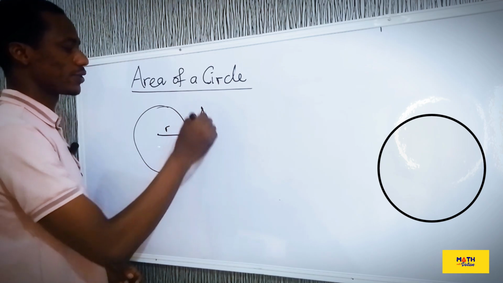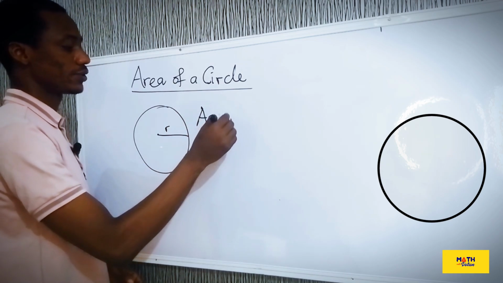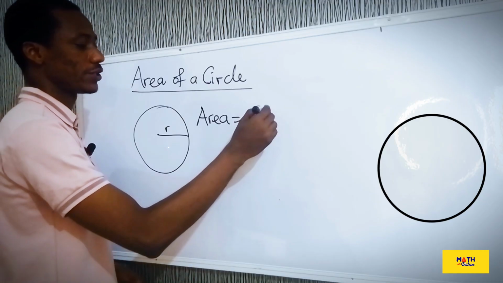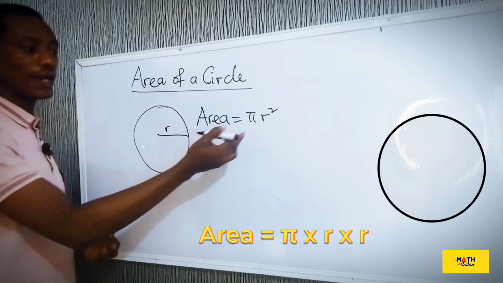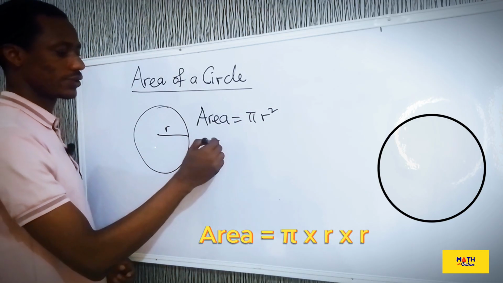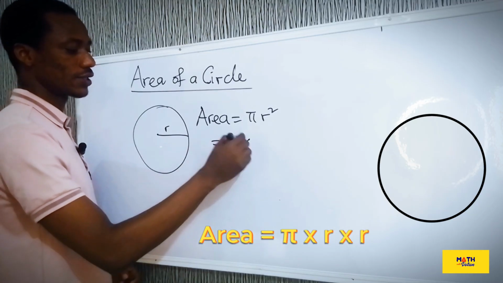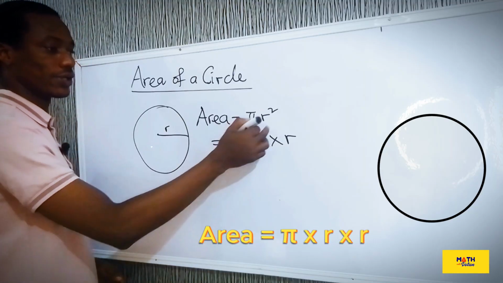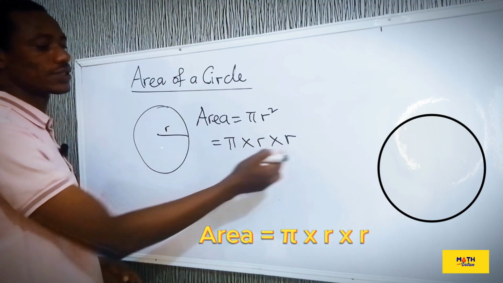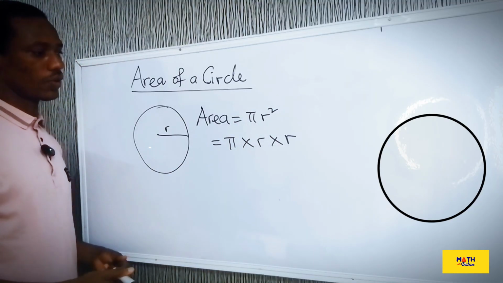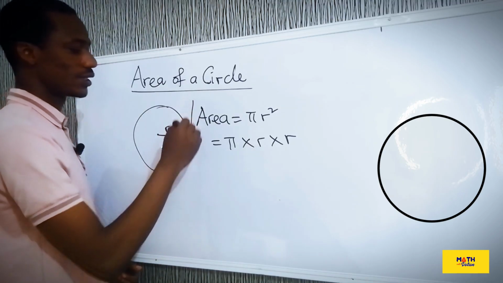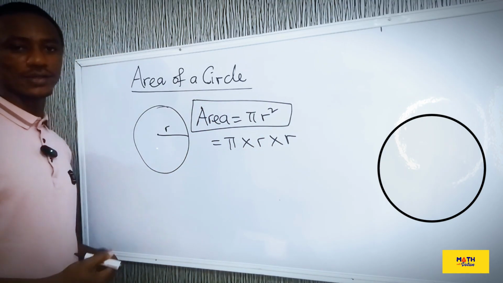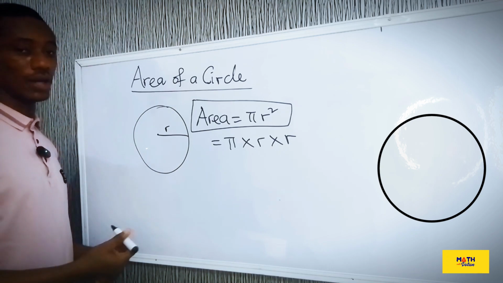So the area of the circle is given by the formula pi times radius squared. Remember, radius squared is radius times radius. All right, so that's the formula for calculating the area of a circle: pi r squared. Area of a circle is pi r squared.